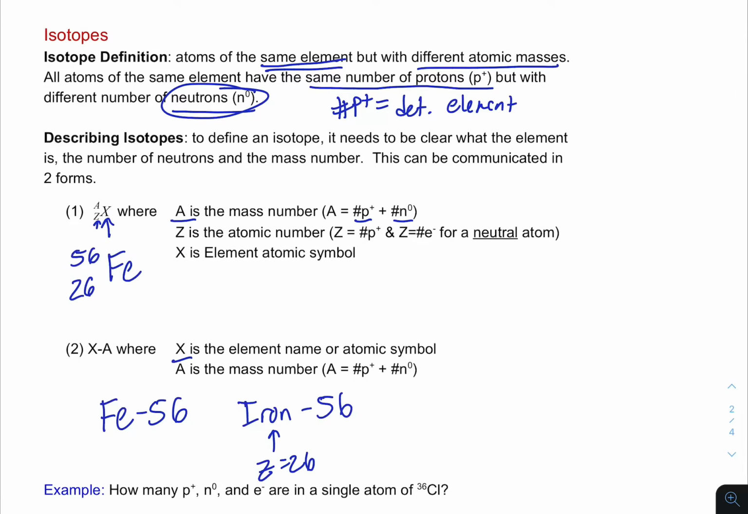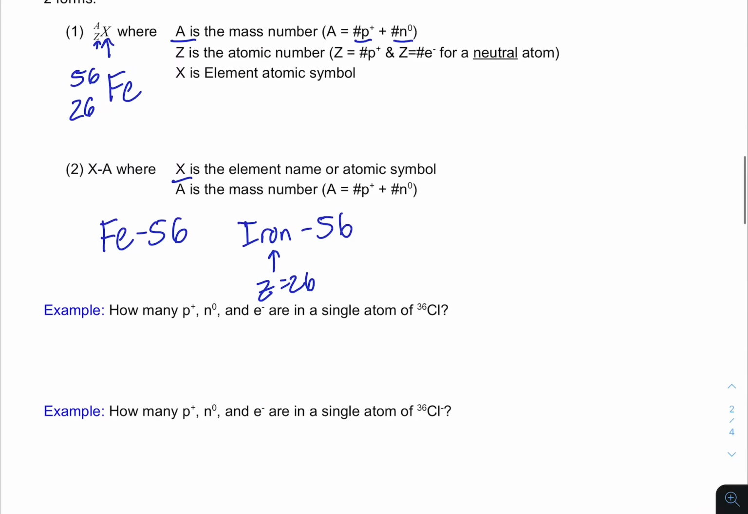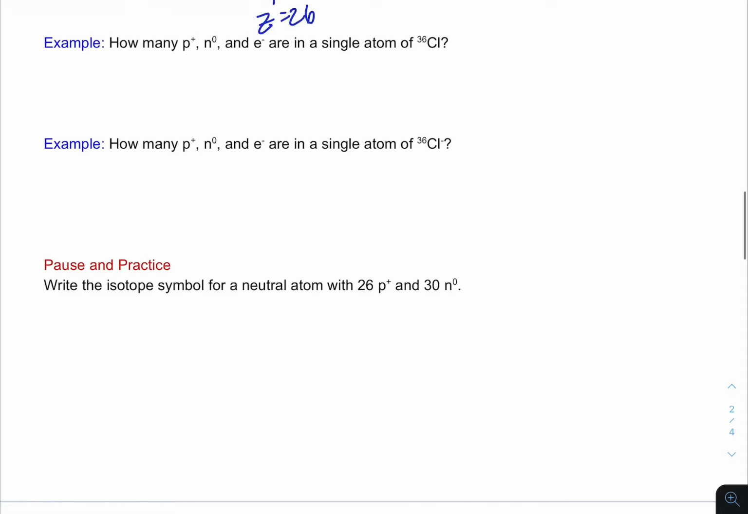Okay, those are two ways we can illustrate our atomic numbers here. Now when we're doing this, we also need to be able to look at these different isotopes and identify the number of protons, neutrons, and electrons. In order for us to do that, we're going to look at some examples. Here we have an example. We want to find the number of protons, neutrons, and electrons in a single atom of chlorine 36.